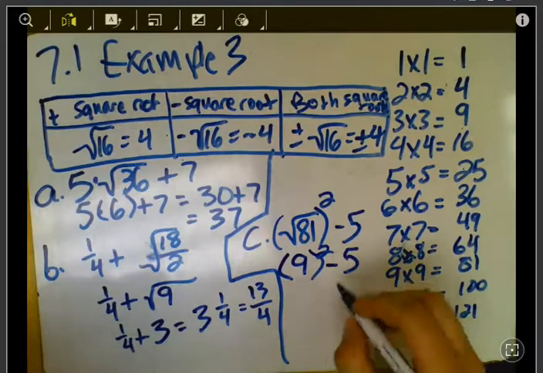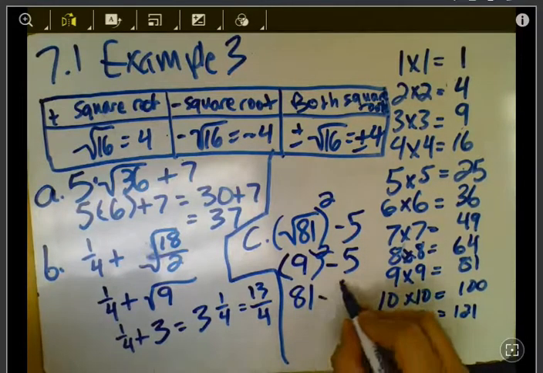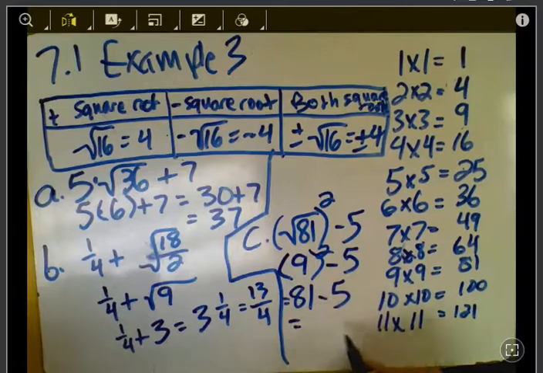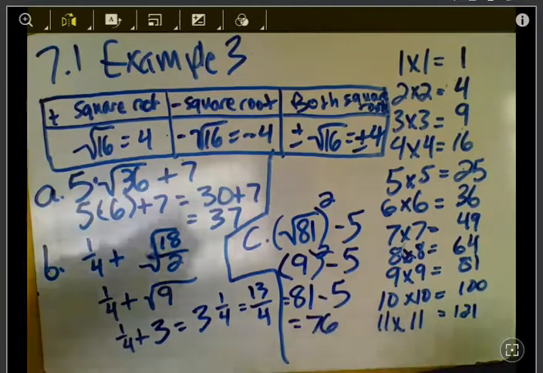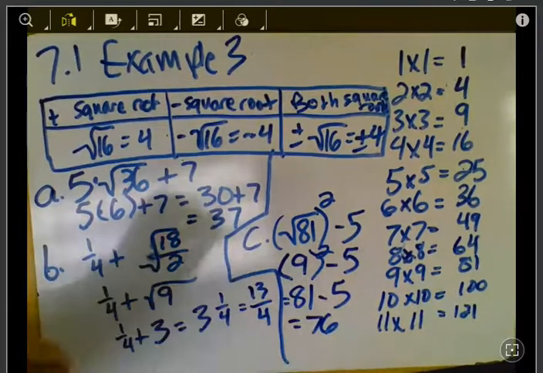So we have 9 squared, which is 9 times 9, is 81, minus 5. And that equals 76. So our answer, when we evaluate this expression, is 76.